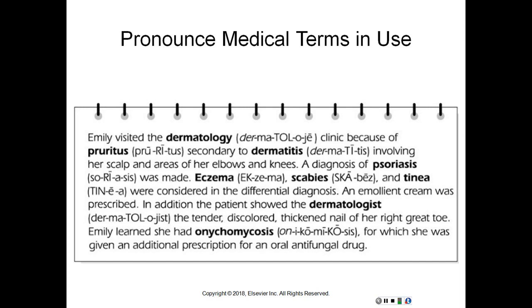Eczema, scabies, and tinea were considered in the differential diagnosis. An emollient cream was prescribed. In addition, the patient showed the dermatologist the tender, discolored, thickened nail on her right great toe. Emily learned she had onychomycosis, for which she was given an additional prescription for an oral antifungal drug.